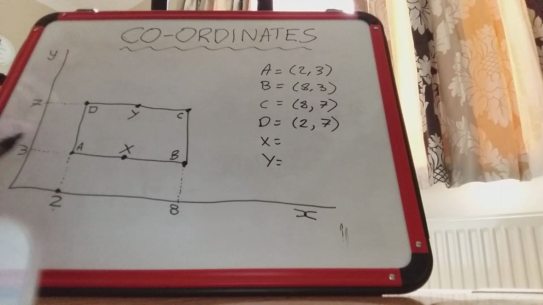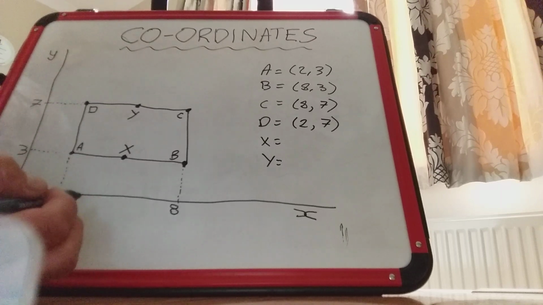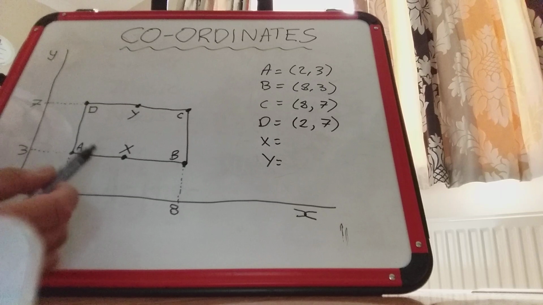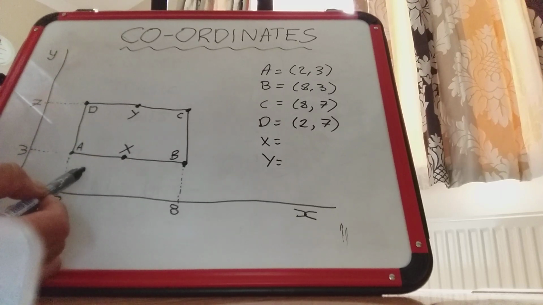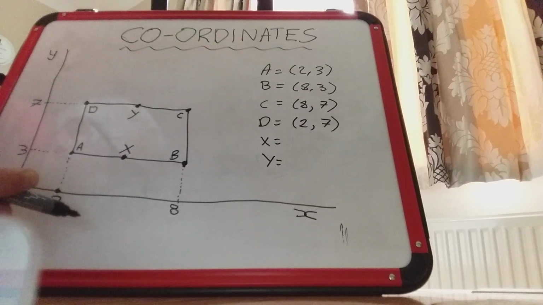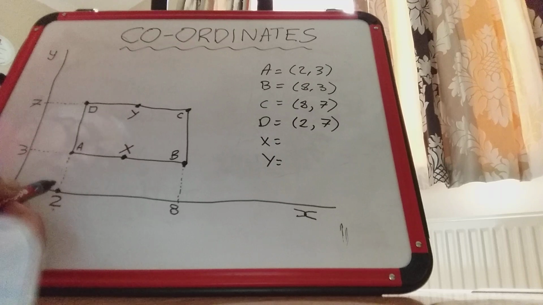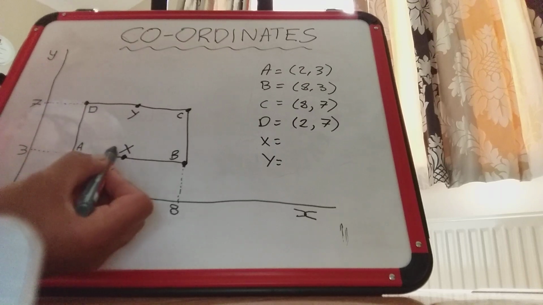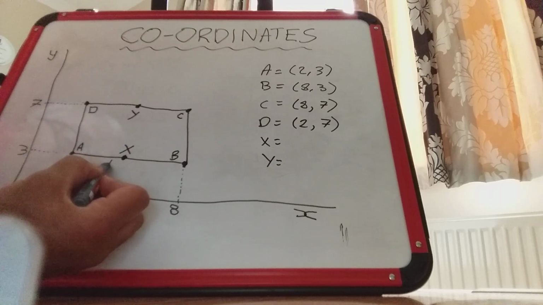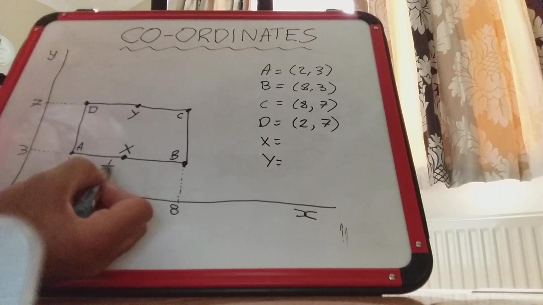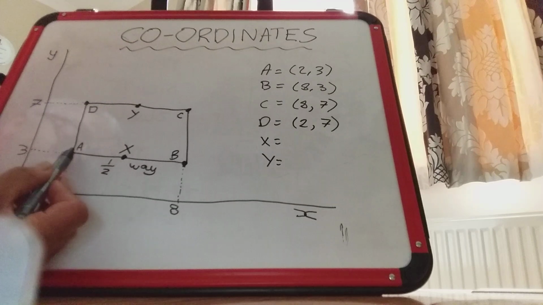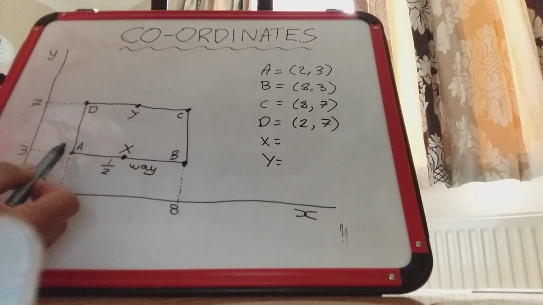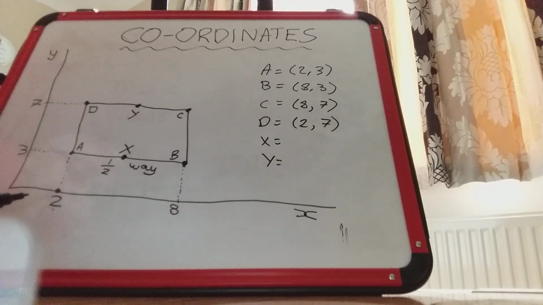And then the question says, where is X and where is Y? Okay, where is X and where is Y? So we'll do this. Oh, sorry, what you also need to know is that X is halfway along. So let's just write down halfway. X is halfway along the bottom line. So X is halfway between A and B.